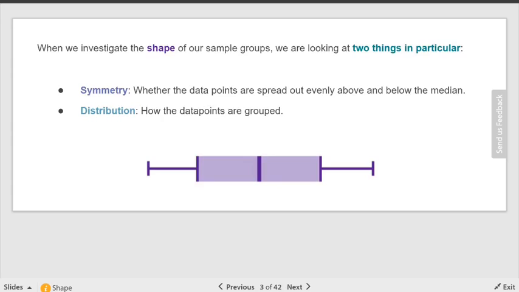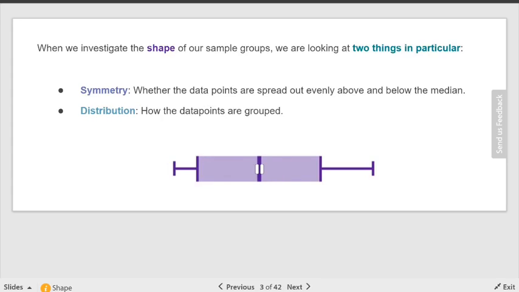Your data can be symmetrical. In other words, the data is spread out evenly, right? Or you're going to talk about the distribution. If they're not symmetrical, how are they distributed? And there are a few things that are very specific when we talk about describing this shape, all right?